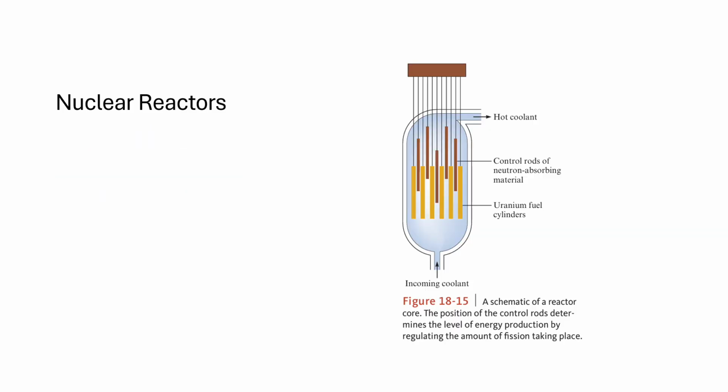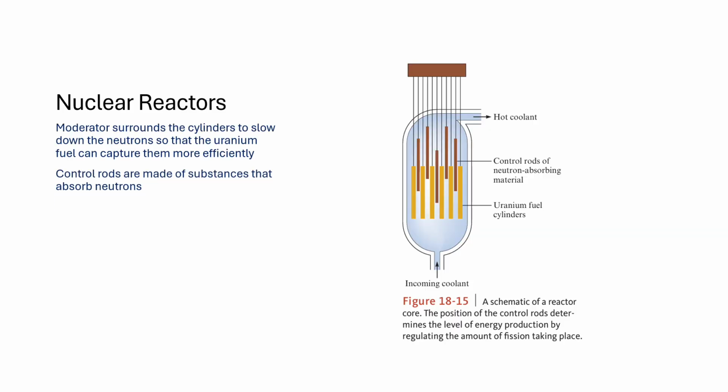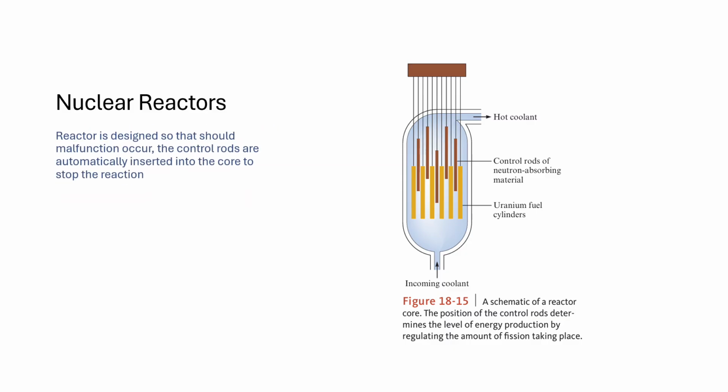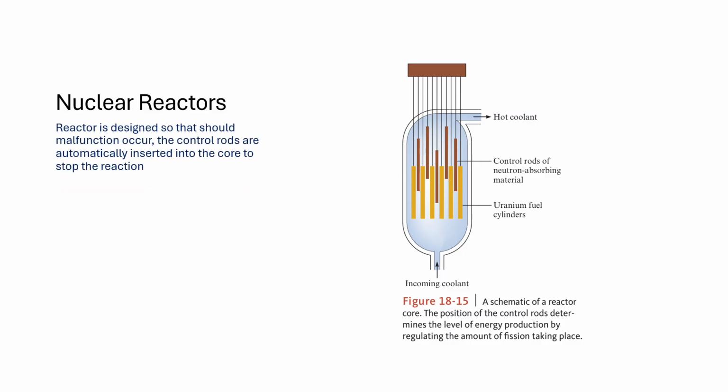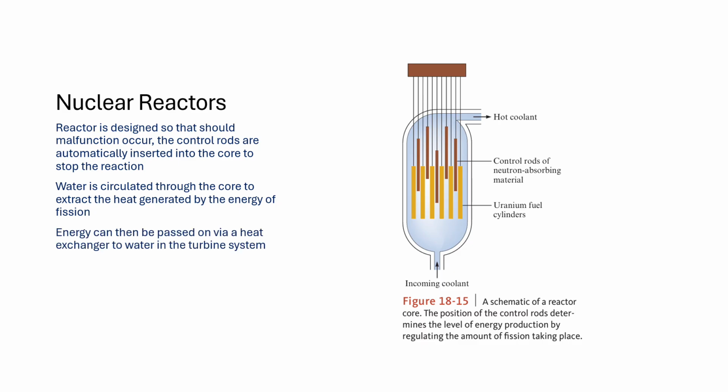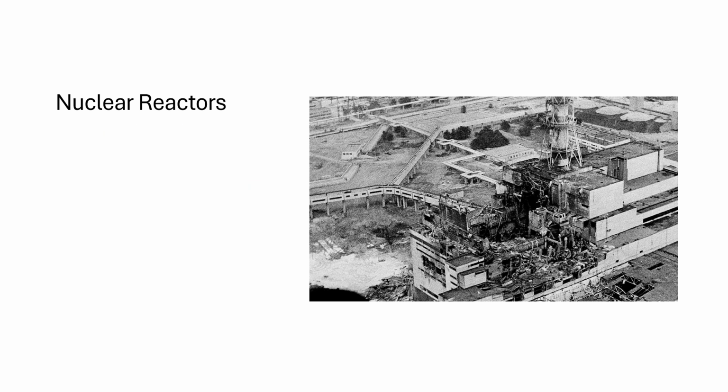This is housed in cylinders. The moderator surrounds the cylinders to slow down the neutrons so that the uranium fuel can capture them more efficiently. You also have control rods of neutron absorbing material, which are used to regulate the power level of the reactor. The reactor is designed so that if a malfunction occurs, the control rods are automatically inserted into the core to stop the reaction. Water is circulated through the core to extract the heat generated by the energy of fission, and then the energy can be passed on via a heat exchanger to water in the turbine system.